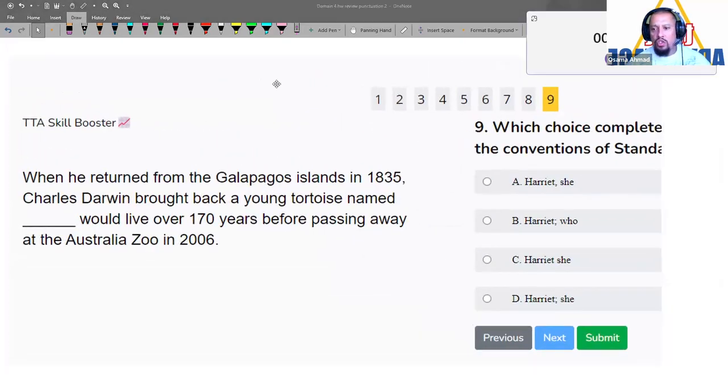Let's try the final question here. Mr. Muhammad, you got this incorrect as well. Hopefully you get it correct. Guys, read the full thing. This is one big sentence.